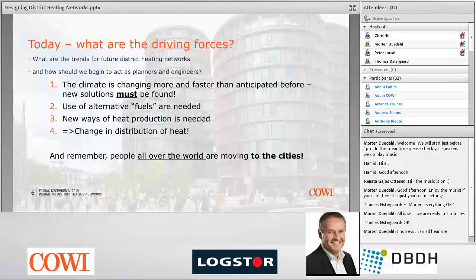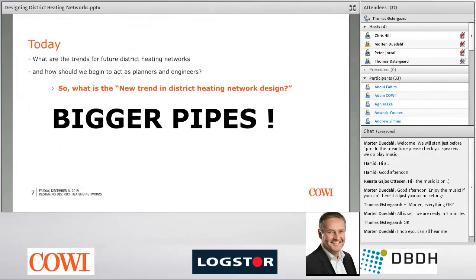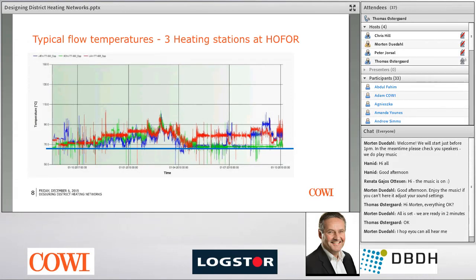And to add to all that, people all over the world are moving to the cities. So the urbanization is also bringing a lot into this, and I would say that these driving forces actually push us towards what I would call the new trend in district heating, and that is bigger pipes. We are going to use bigger pipes because we are forced to do it. And I will follow up on this, and I'll tell you something about why we should use bigger pipes when designing new networks.